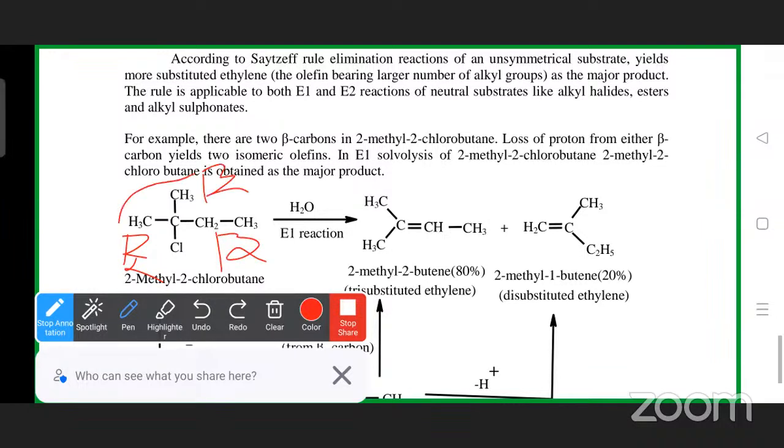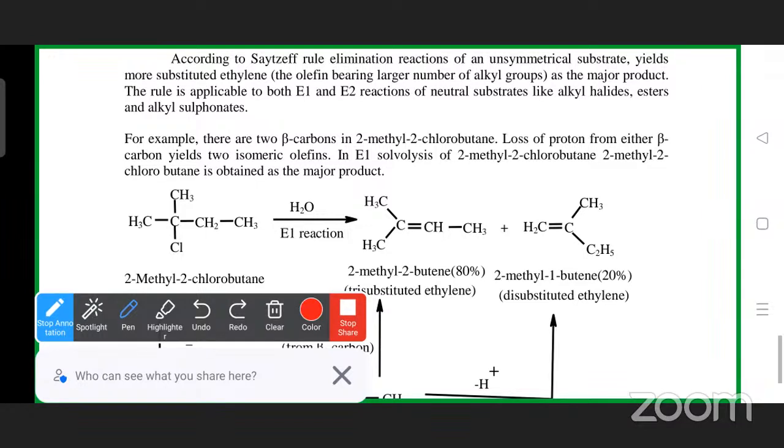But these two methyl groups are the same, because the bonding connectivity is the same. So this is one, this is two; there are two kinds of beta hydrogens available. In that case, on which side is the elimination preferable? We will get both possible products, but one product is obtained as the major product and the other as the minor product.